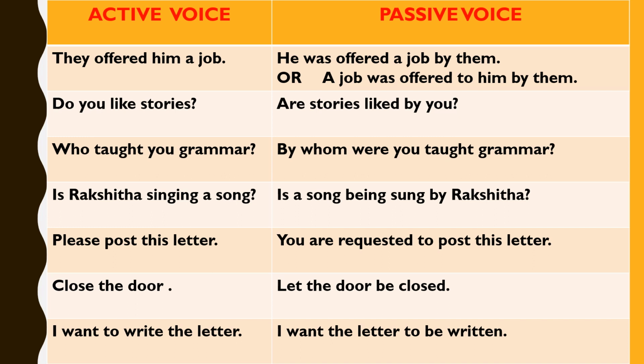So the next sentence is an interrogative sentence, that too a yes or no type question. Do you like stories? You can just change that into an assertive sentence first. That will become you like stories. Then if you make that into an interrogative sentence, changing into passive voice, since stories is plural, are is taken as the be form of the verb: are stories liked by you?